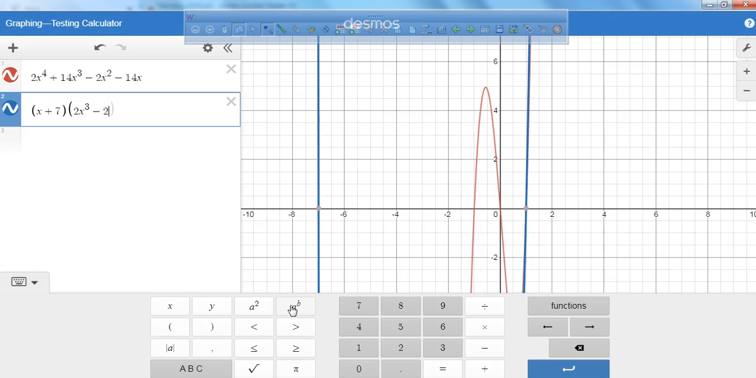It's kind of cool. Check this out. You guys see how these are the exact same? So that kind of lets me know that I did it correctly. So it's a way of checking myself. All right. So when I divided this polynomial by x plus 7, I got the binomial of 2x cubed minus 2x, and it matches. So that's kind of how you can do it.